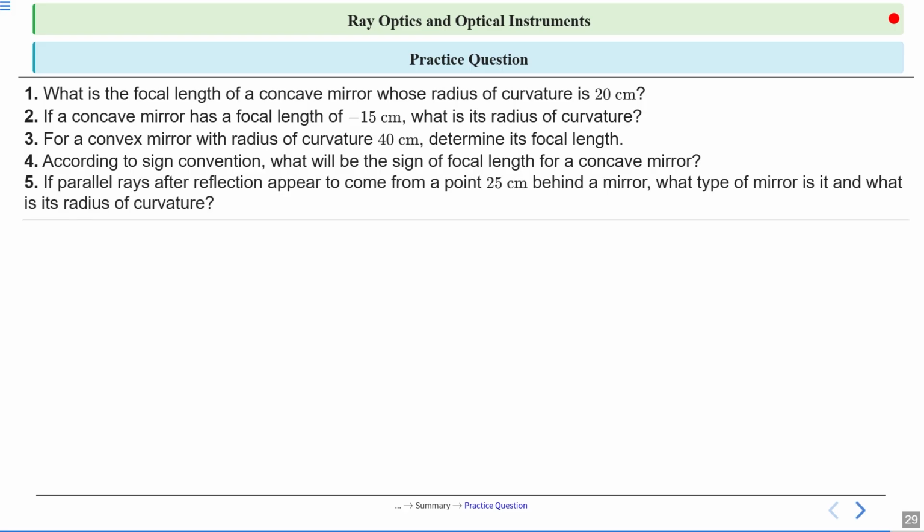If parallel rays after reflection appear to come from a point 25 cm behind a mirror, what type of mirror is it and what is its radius of curvature?